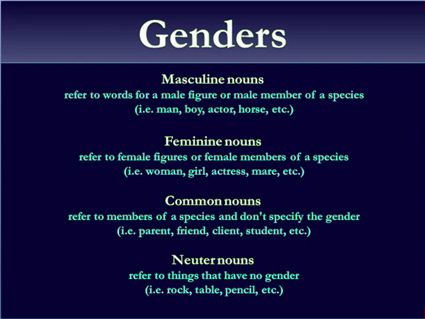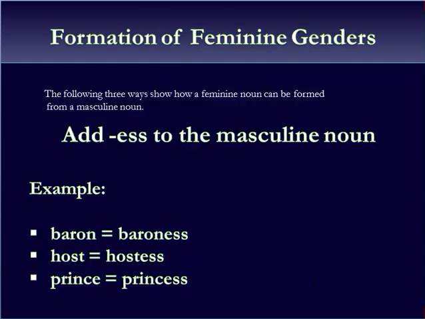And then the third form of gender, or third type of gender, is the neuter nouns or neuter gender. It refers to things that have no gender. For example, rock, table, pencil, etc. So neuter nouns are usually used for things. So let's move on and let's see how we can make feminine gender from masculine gender.